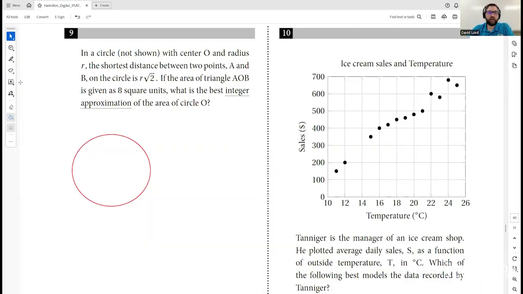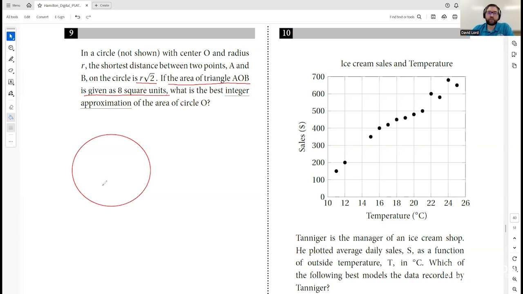Question 9. In a circle not shown with center O and radius r, the shortest distance between 2 points A and B on the circle is r root 2. The area of triangle AOB is given as 8 square units. What is the best integer approximation of the area of the circle?